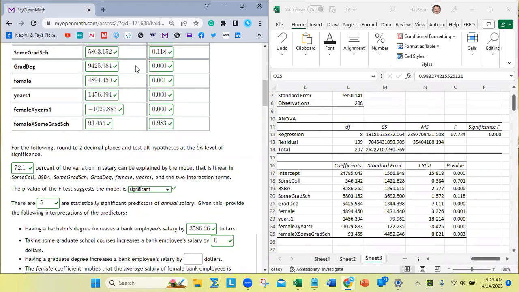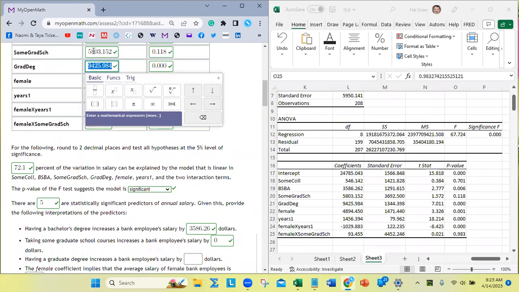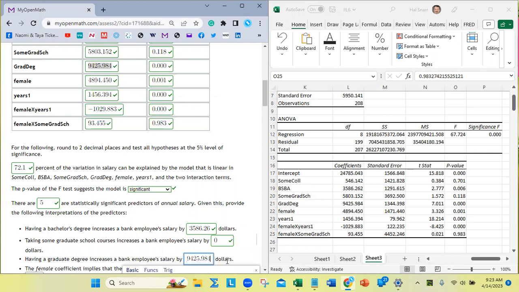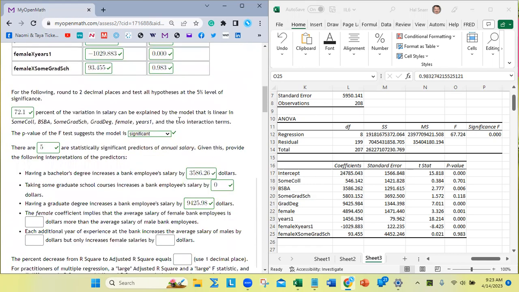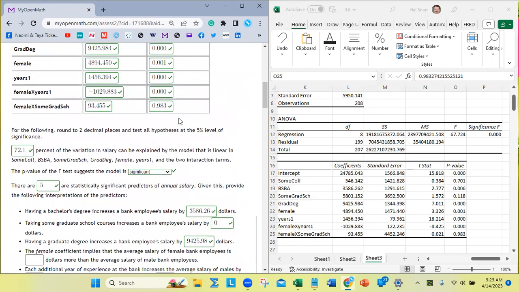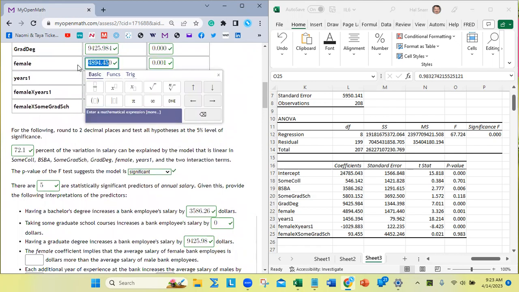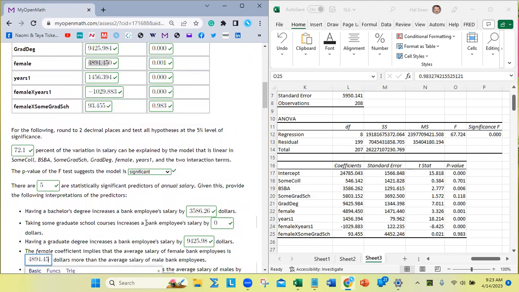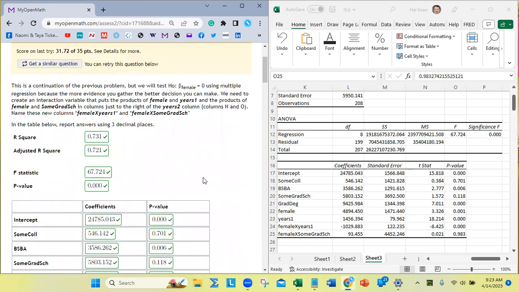Having a graduate degree increases bank employee salaries by $9,425.98 per year. The female coefficient implies that the average salary of female bank employees is more than males by that amount, almost $5,000.